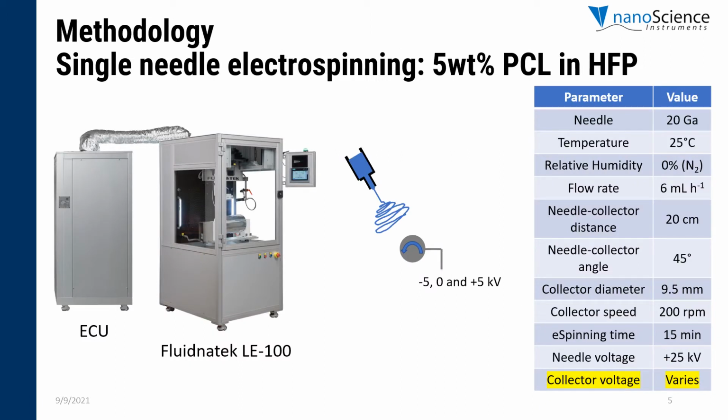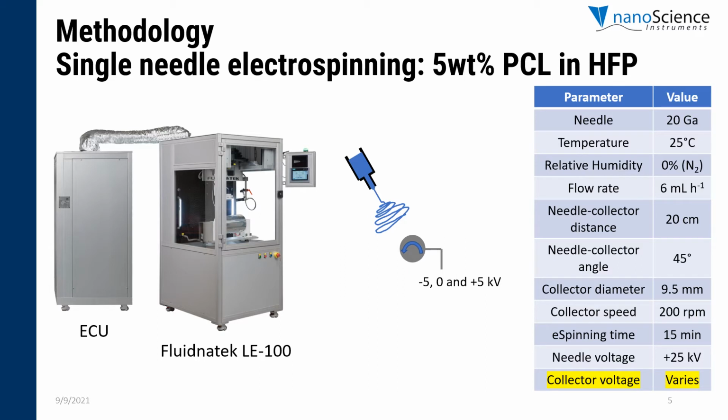In order to study this approach, we implemented the use of the Fluidnatec LE100 technology with tight control of temperature, relative humidity, and airflow by implementing the environmental control unit known as ECU. Globally, all electrospun conditions were tightly controlled to maintain batch-to-batch consistency.